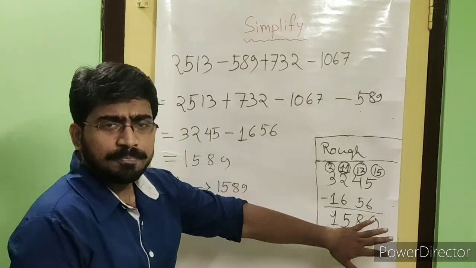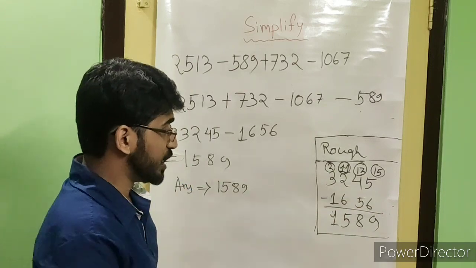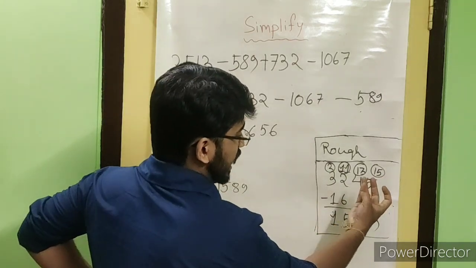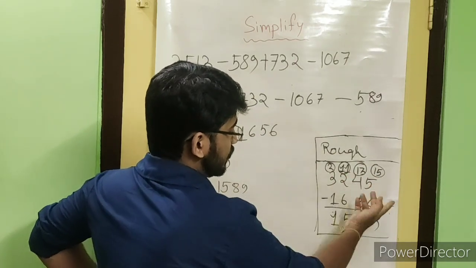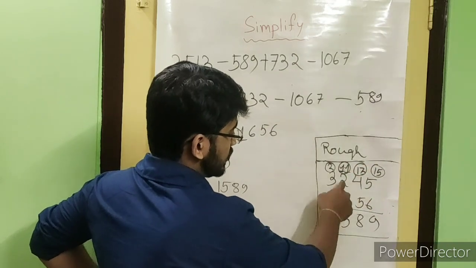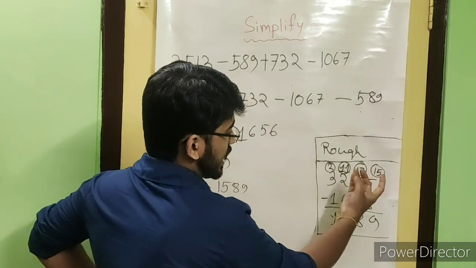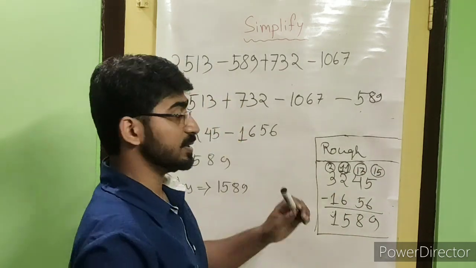Okay, I am calculating this one again. Maybe I have made some mistake, so let's check it out. 6, 7, 8, 9, 10, 11, 12, 13, 14, 15. 9, okay. 5, 6, 7, 8, 9, 10, 11, 12, 13. 8, okay. 11 minus 6: 7, 8, 9, 10, 11. 5, okay. 2 minus 1 is 1. So here is the answer.